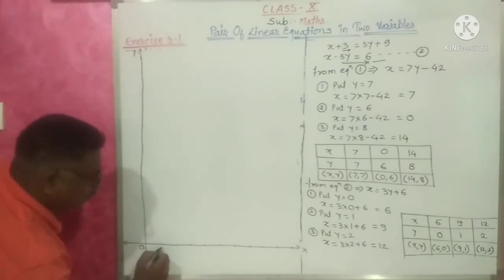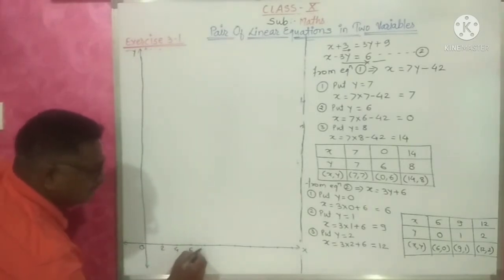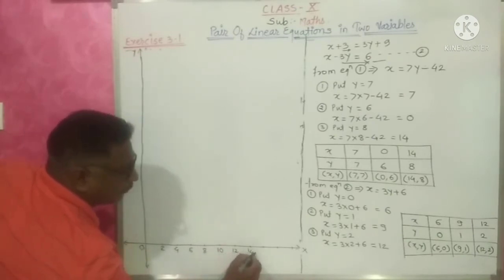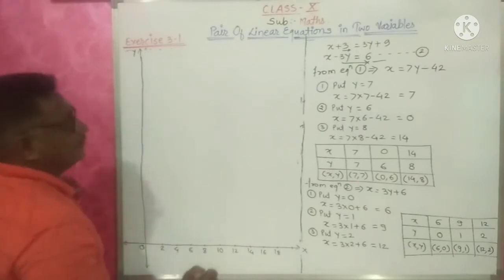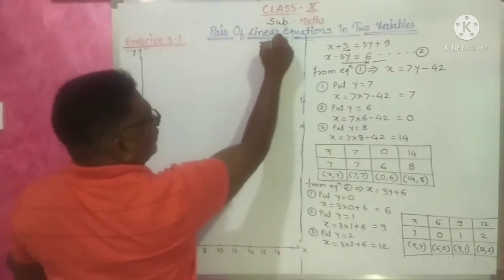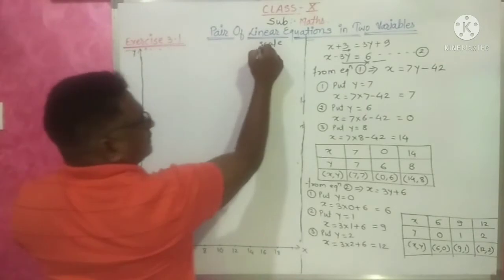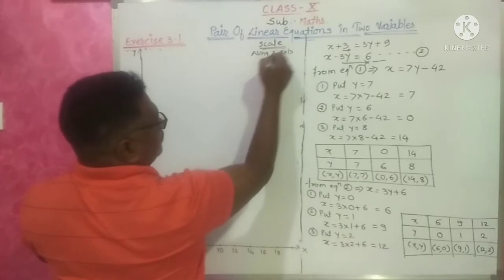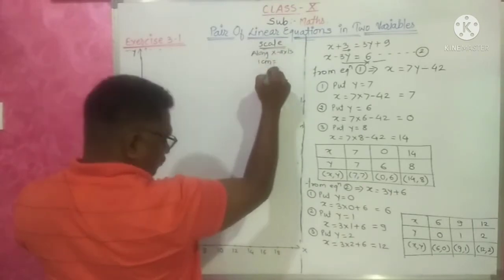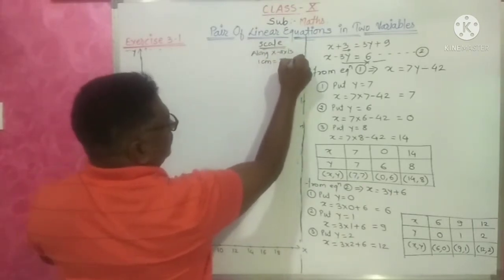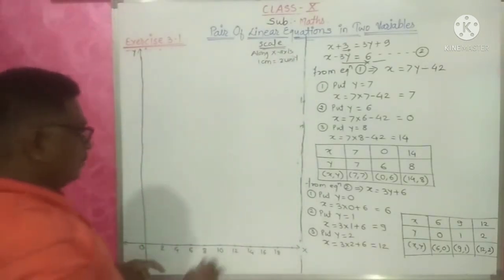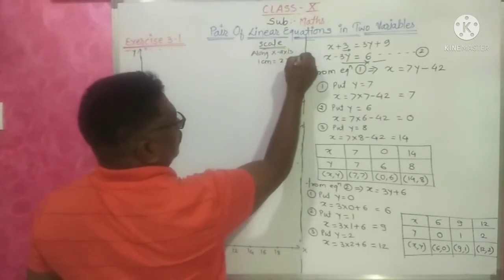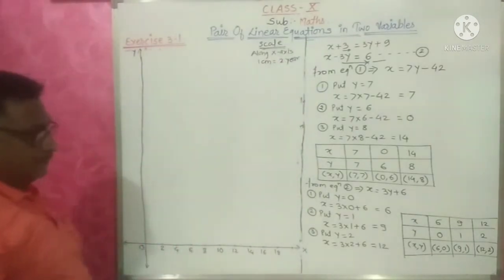So what has to be taken? 2, 4, 6, 8, 10, 12, 14, 16, 18. So here, without forgetting, we have to write the scale. What is the scale? Along x-axis, 1 centimeter equals to 2 units. Or what we can write here? 2 years. 2 years.